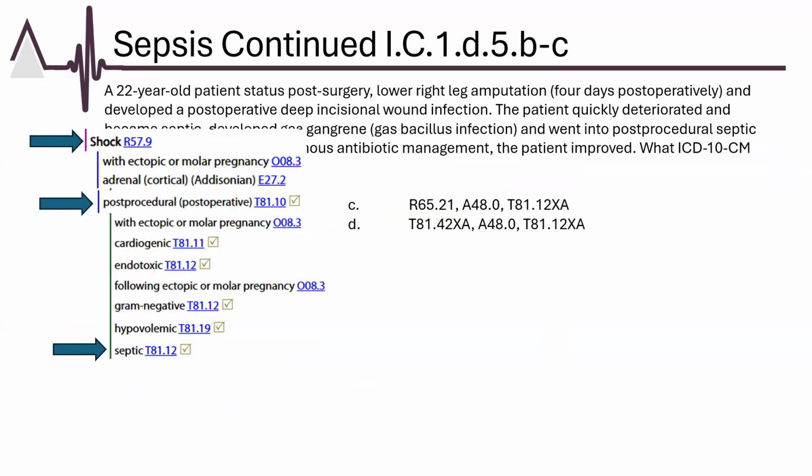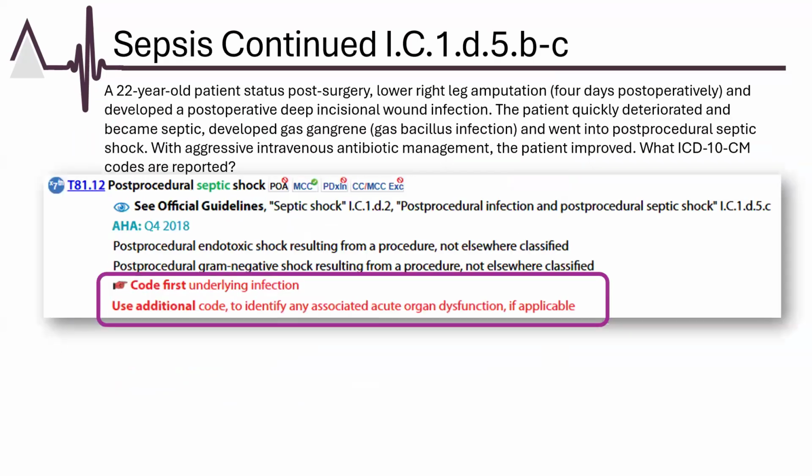Look in the alphabetic index for shock, post-procedural, septic, and you're referred to T81.12. Verification in the tabular list: this code requires the 7th character, reporting T81.12XA for active treatment. Notes under T81.12 indicate code first the underlying infection.